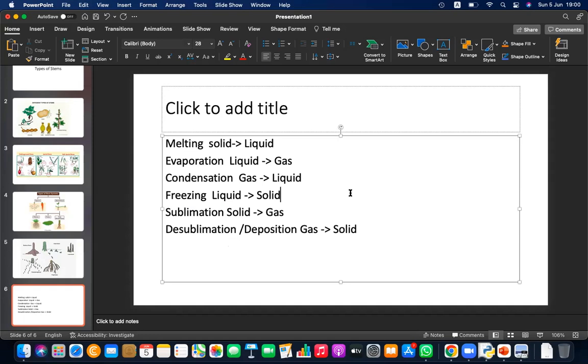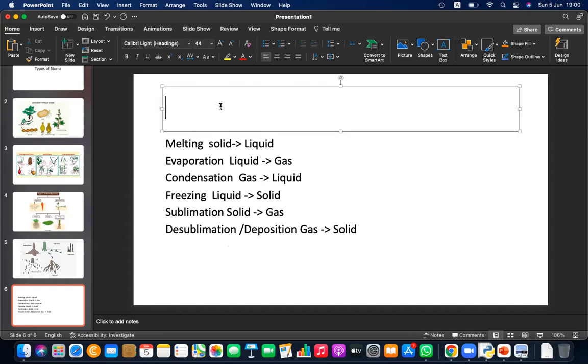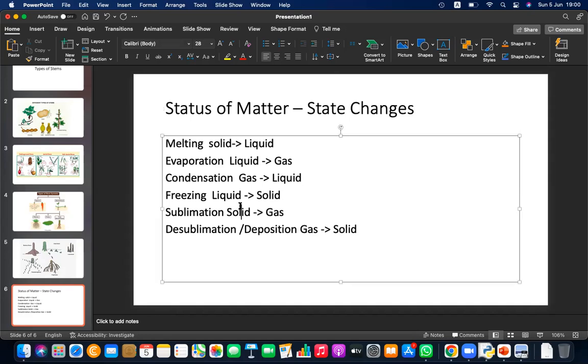Okay, these are actually the state changes. State changes.